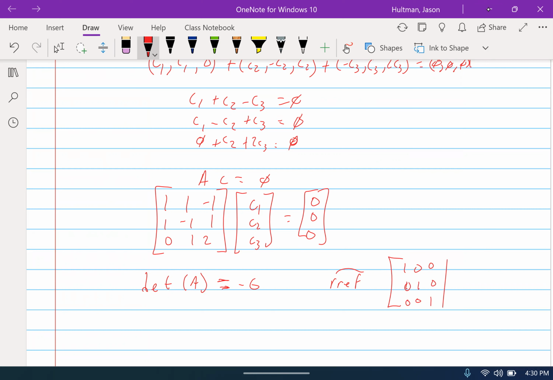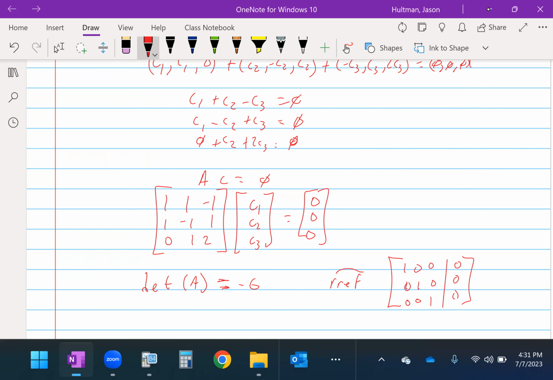Okay, and if I were to augment that with zeros, the zeros wouldn't change, because if I did any row operations with zero, they just stay zero. Okay, and so we could have plugged in the zero vector as well, and we would have come out with the same identity matrix on the left side. Maybe I'll show you that real quick.